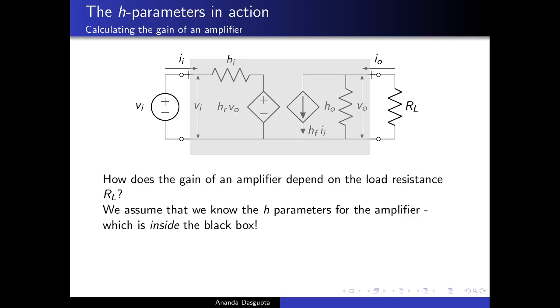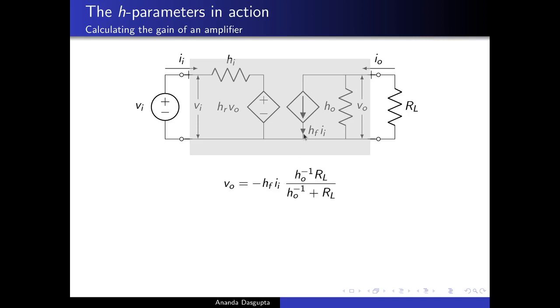Okay, now how do we analyze this circuit? It essentially is straightforward. What we do is use simple circuit analysis. For example, what we want is to find out the output voltage VO. But look at the output circuit. On the output circuit, there's a single current source, HFII, and that's driving current through this parallel combination. The parallel combination is that of an admittance HO in parallel with a resistance RL.